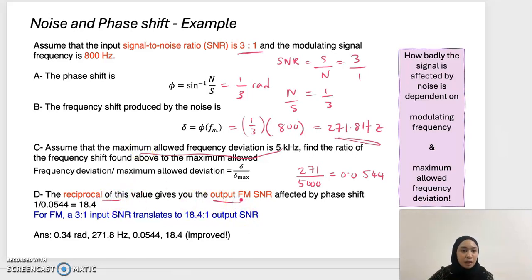Just now we started off with an input of 3 to 1 SNR. Now it's telling us that delta over delta max, inverted, gives you the output SNR. So 1 over 0.0544 gives you an SNR of 18.4. So introducing the noise actually improved the signal, which is quite weird, right? But it happens. Okay?